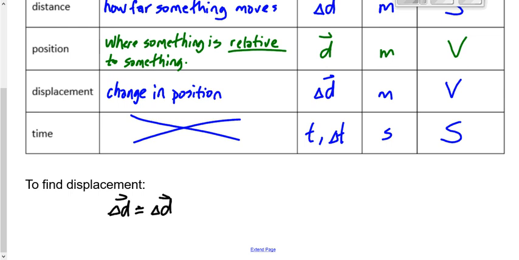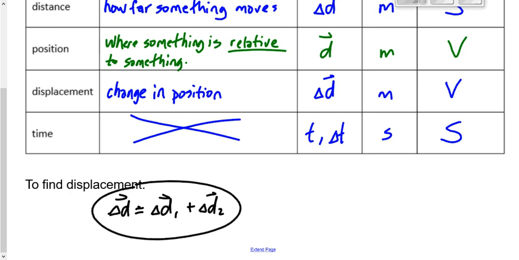by adding displacements. So in other words, if we have two different displacements, like a guy walked 10 kilometers to the north, then he walked 5 kilometers to the north, we would add those two numbers together to get the total displacement. If you have two displacements, add them together to get the total displacement.